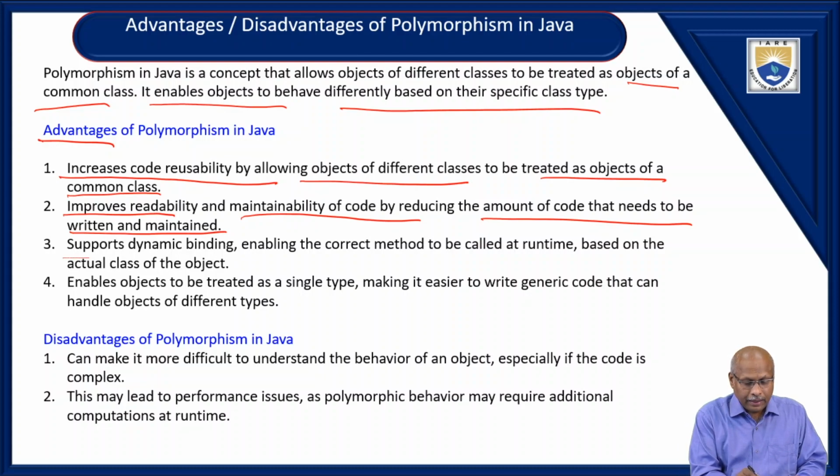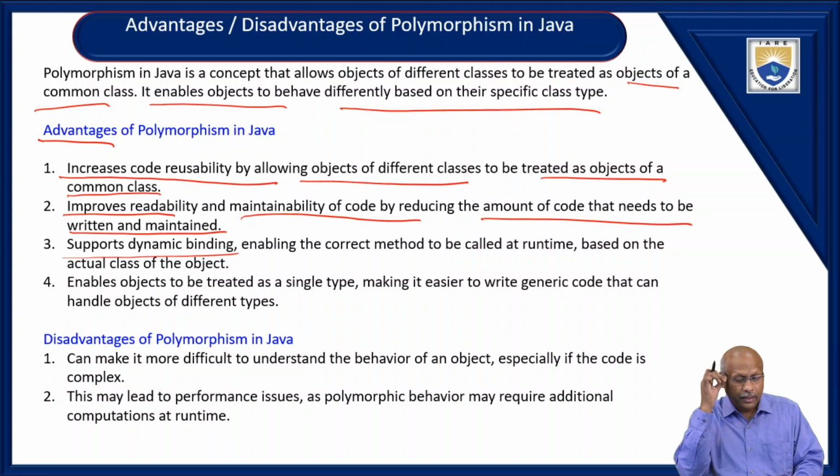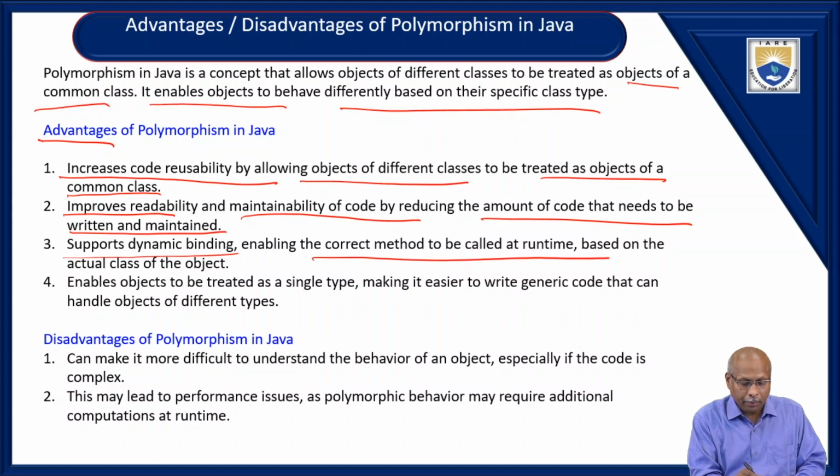It supports dynamic binding also. It enables the correct method to be called at runtime based upon the actual class of the object. So my main advantage of polymorphism is what? During runtime I will decide which code will be executed. So you have to call the respective method, either the parent's method or the child's method.